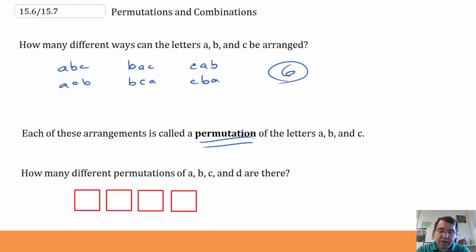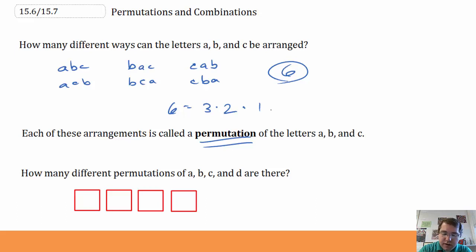Well, notice back in the 3-letter example, 6 is simply equal to 3 times 2 times 1. Because when I choose the first letter, I've got 3 options. Once I pick that one, I've only got 2 options left for the second letter. That's where the 2 comes from. Once I pick those 2, I only have 1 option left for the third letter. That's where the 1 comes from.